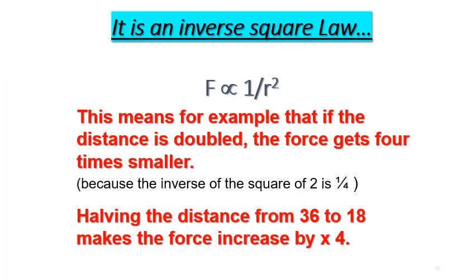Dear students, as you know, Coulomb's law is an inverse square law. What does it mean? F is directly proportional to 1 over r square. So if distance doubles, what would happen to the force? It gets 4 times smaller. Similarly, if you reduce the distance to half, what would happen to the magnitude of force? It becomes 4 times. We have to discuss the inverse square characteristics in detail.